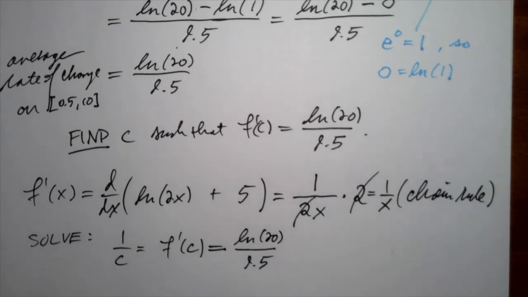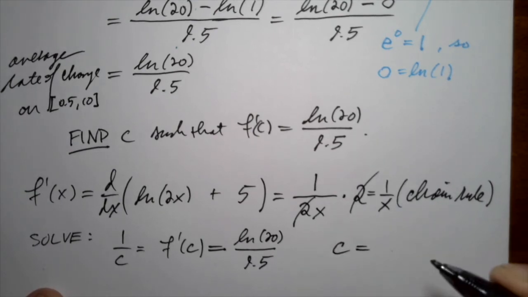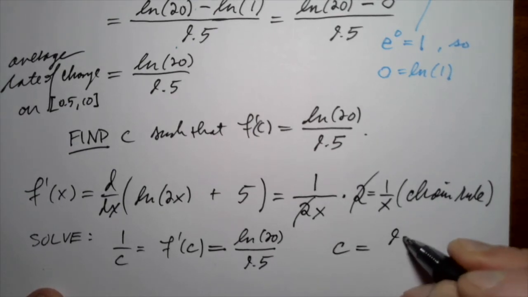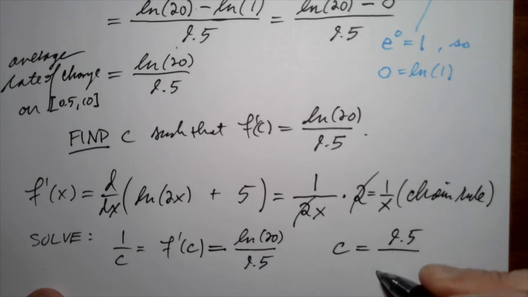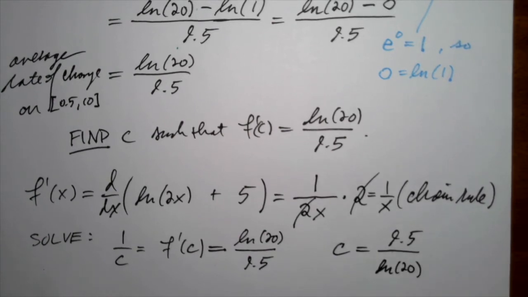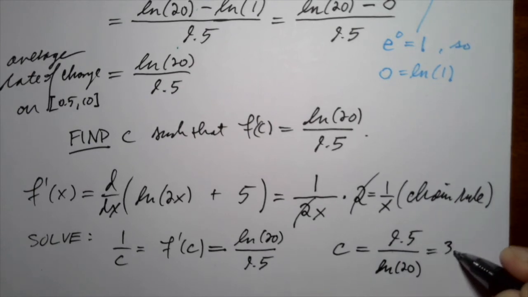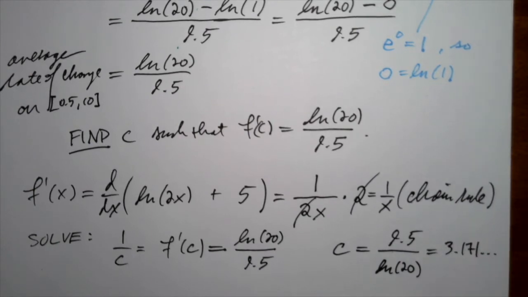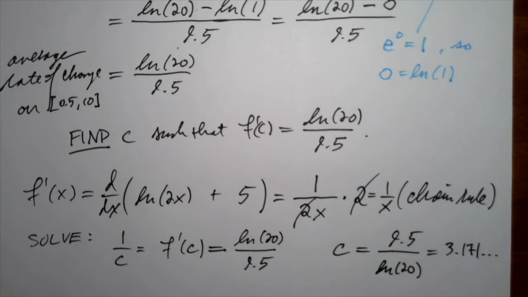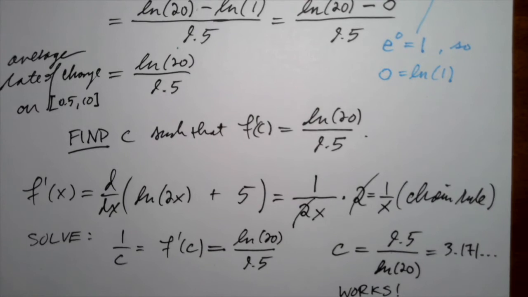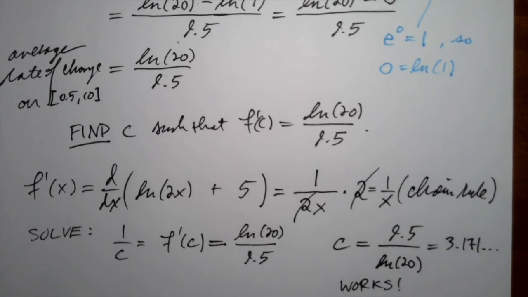Well, heck, that's not so hard. We just need to flip both fractions, right? We just take the reciprocals of both sides. We'll have c on the left, and now flipping that fraction, we get 9.5 over natural log 20. So that's the answer. That's the c value that works. If you put that in a calculator, it's a little bit over 3. So that is the value of c for which the mean value theorem holds.